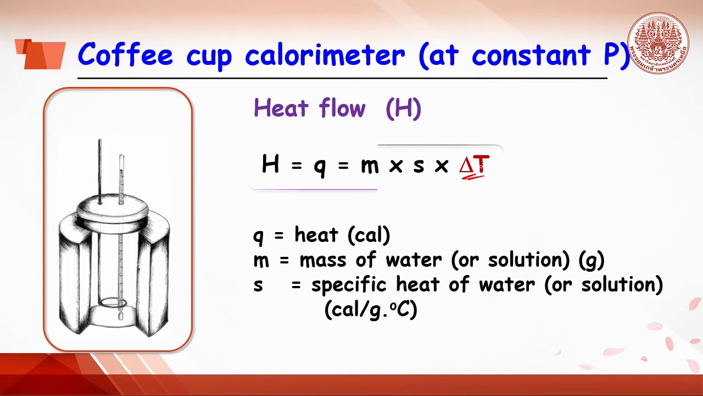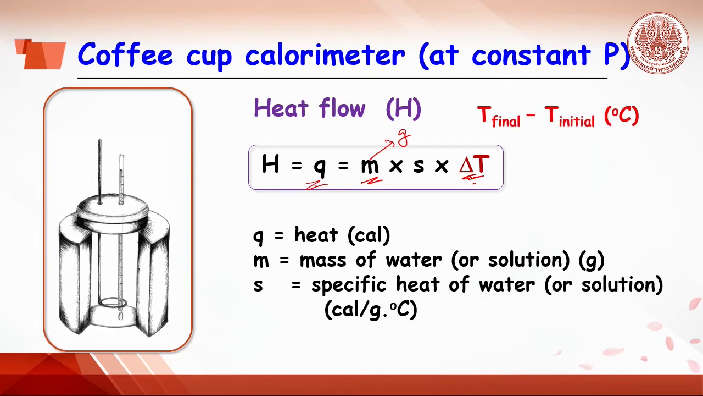So, the enthalpy or heat flow can be calculated with this equation, where Q is heat flow, M is mass of water or solution in grams. Delta T is a change in temperature calculated from subtraction of final temperature and initial temperature. The specific heat is amount of heat required to raise the temperature of 1 gram of substance by 1 Celsius.